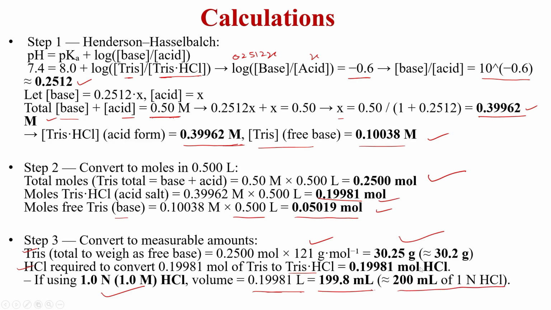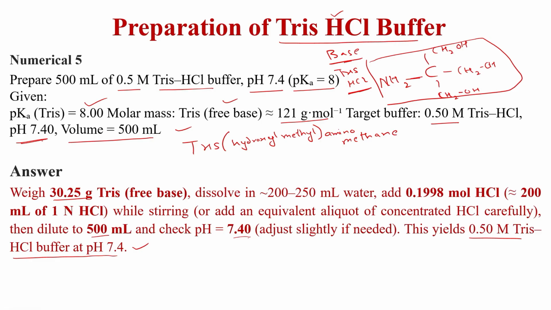So finally we have reached this answer, that we have to take 30.25 gram of Tris. Take the whole of this 30.25 gram Tris and initially dissolve it in 250 ml water, then add HCl while stirring, and check the pH, that it should be around 7.4, and if it is not there, you can adjust it. As I told you, initially instead of taking 200 ml, maybe you take say 180 ml of one normal HCl, and then make up the volume.